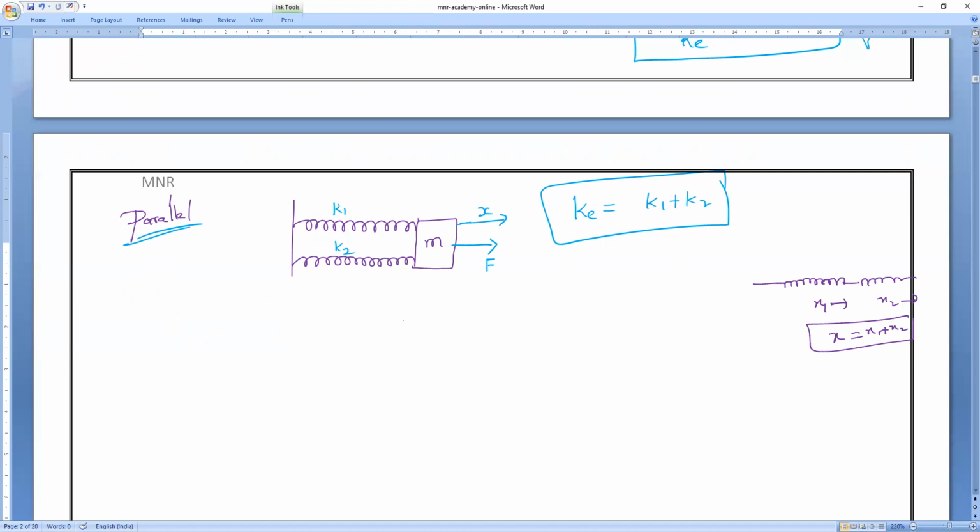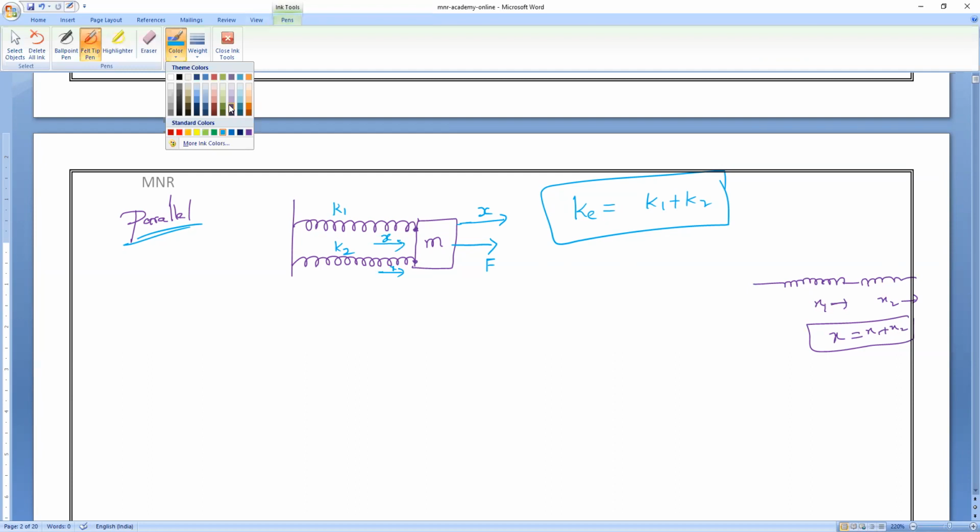Now, as both are attached in parallel, you tell me, is it possible to extend one spring more and one spring less, or will both extend the same? Same. So the displacement shown by this is also x, and the displacement shown by this is also x, because it is not x1 and x2. Do you all understand?